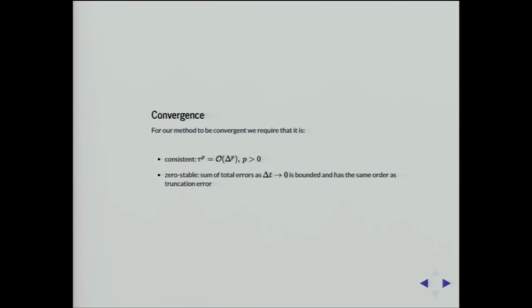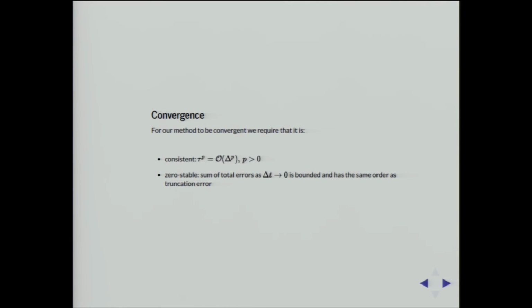I'm going to go a little bit faster on this last part, which is about convergence. What we want is that at the final step of my simulation, as my delta t goes to 0, I converge to the true solution. For a method to be convergent, I want to satisfy 2 conditions. The first is the consistency condition, which is that my truncation errors should depend on delta t to the power p, and this p should be bigger than 0. That makes the method consistent.